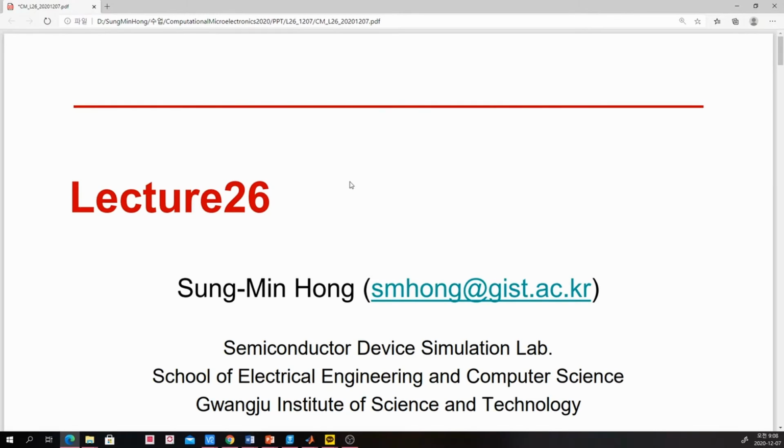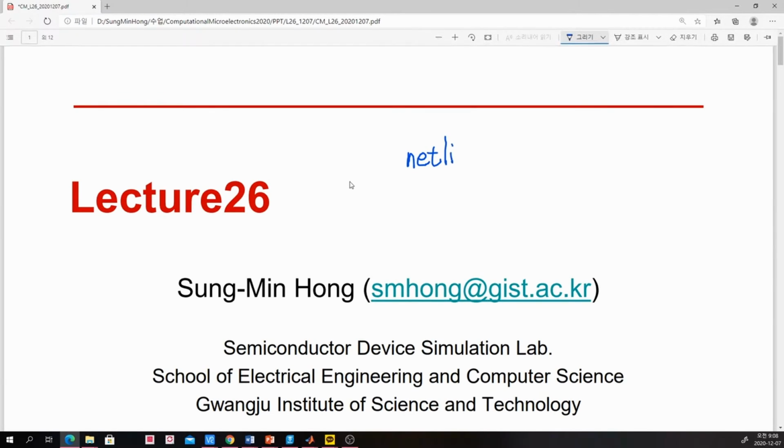This is lecture 26. Currently we are working with circuit simulation. In the previous lecture, one week ago, we thought about how to describe the circuit schematic. When we have a certain circuit, we need to specify it, so that we can share the circuit schematic with our colleagues. The file format called netlist provides such capability.